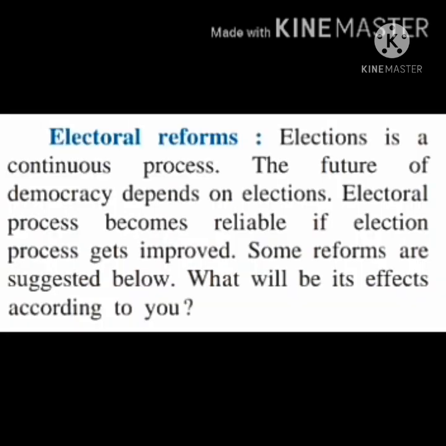Now let's learn electoral reforms. Electoral reforms means changes in the election process. Electoral reforms become reliable if the election process gets improved. So some reforms are listed. Let's see one by one.